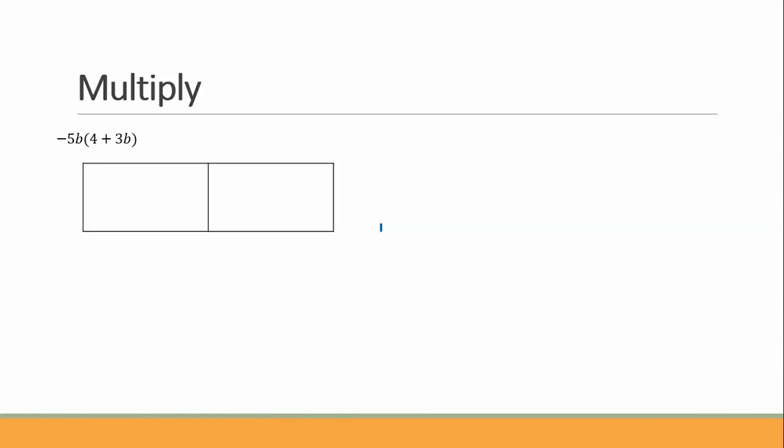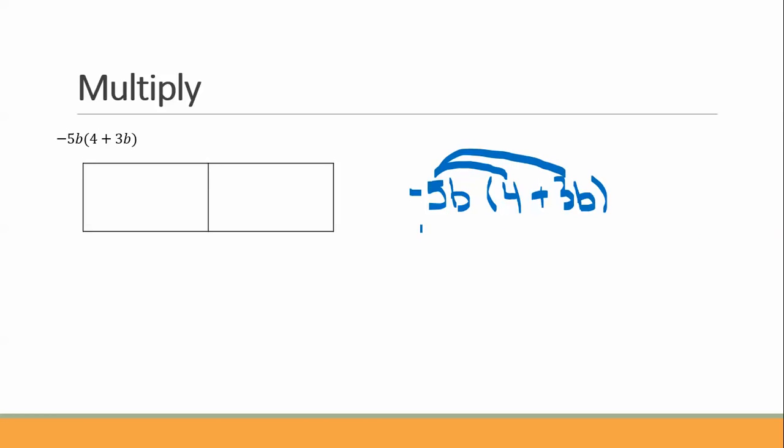Now we want to multiply negative 5b times 4 plus 3b. So we have negative 5b times 4 plus 3b. We're going to use our distributive property of multiplication over addition and multiply. So we're going to multiply the first two terms together first, and then the last term.